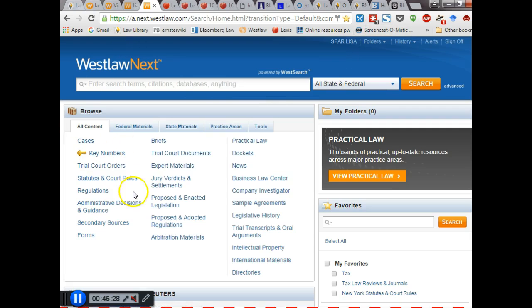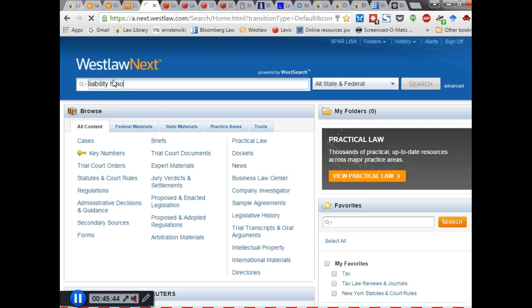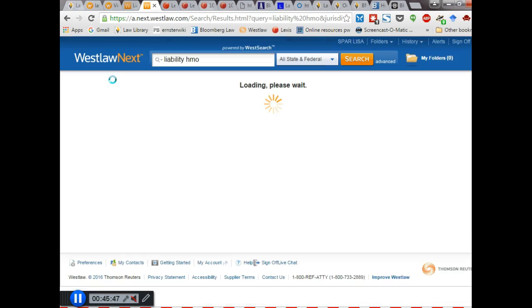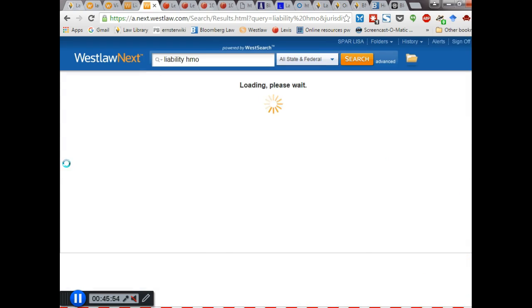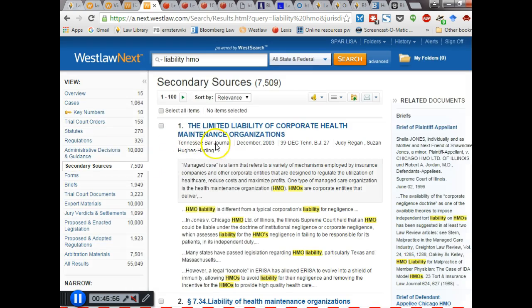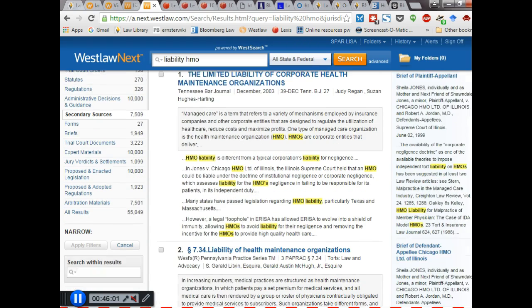Back here on Westlaw Next. So here we see that browse menu for either jurisdiction, federal, state, or types of materials. So we could limit by secondary sources and go that way. Or just as we did on Lexis, we can throw in a search and narrow by type again, so secondary sources. And again, we see bar journals and law reviews tend to come up because there are just so many articles.